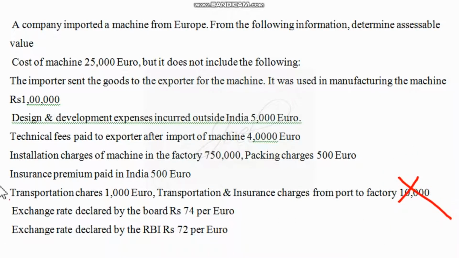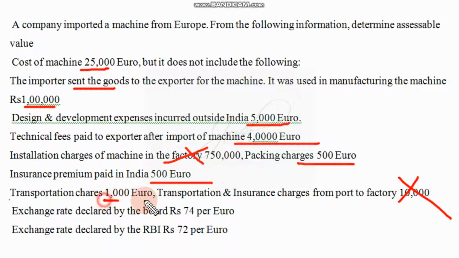So quickly we'll see what all items will come. Cost of the product sent by the importer we have to consider, design and development we have to consider, then technical fees should be considered, installation charges won't come, packing charges we have to consider, insurance premium and transportation we are going to consider. Now what is our exchange rate?